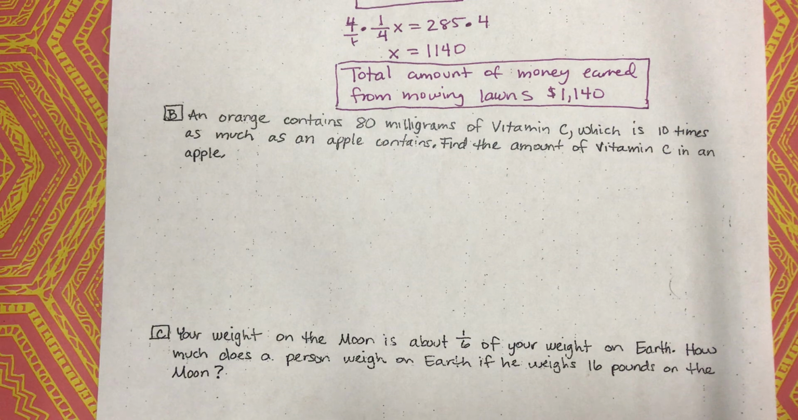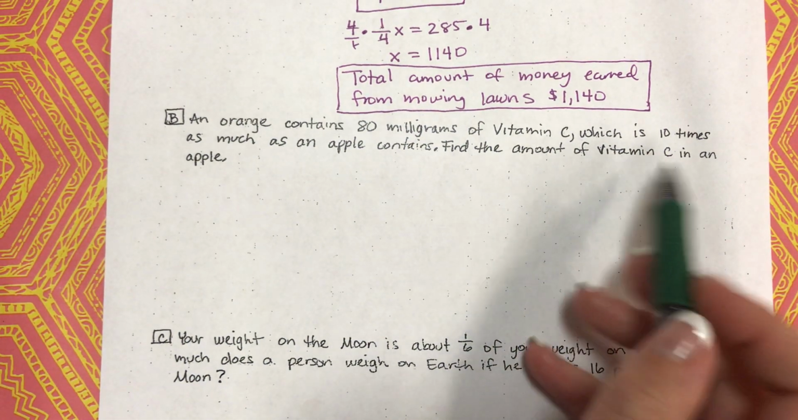It says an orange contains 80 milligrams of vitamin C, which is 10 times as much as an apple contains. Find the amount of vitamin C in an apple. Okay. So what's the thing we don't know? We don't know the amount of vitamin C in an apple.